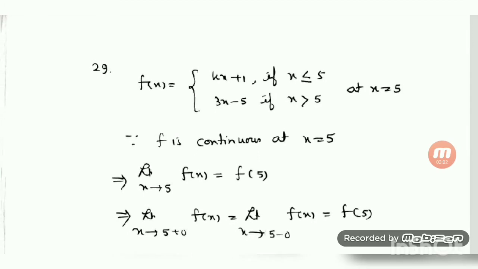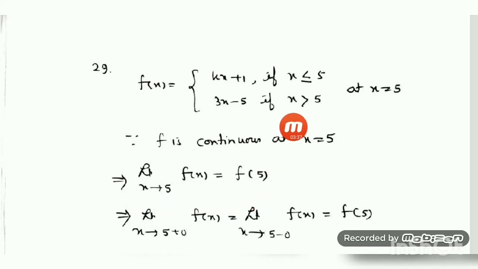What is the question? The question is the same: the function is continuous at the indicated point and your aim is to get the value of k. Your f(x) is defined by kx + 1 if x is less than or equal to 5, and it is equal to 3x − 5 if x is greater than 5, and it is continuous at the point x = 5. Since f is continuous at the point x = 5, therefore the limit as x tends to 5 of f(x) equals f(5). This is by the definition of continuity.